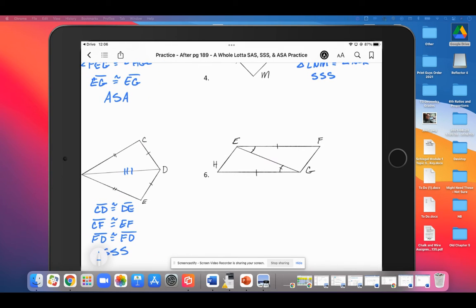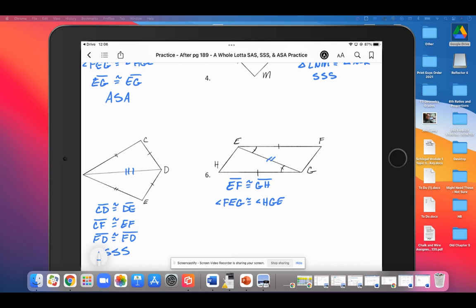Number 6, I have that EF is congruent to GH. I have that angle FEG is congruent to angle HGE. And we can see, because of the reflexive property, that EG is congruent to EG. So for this one, I do have an angle trapped between two sides, and so I can use side, angle, side to prove that these two triangles are congruent.